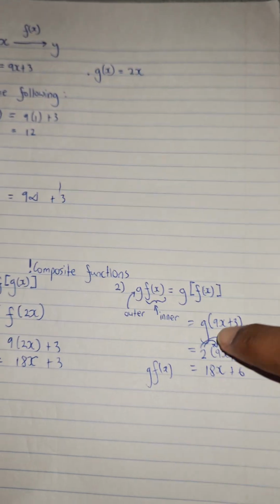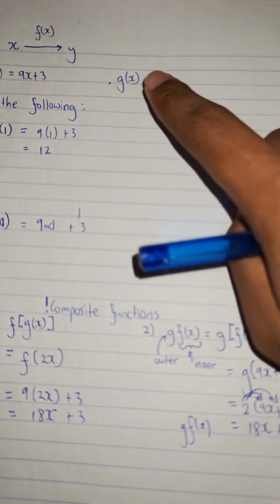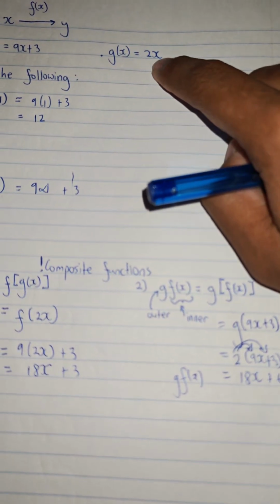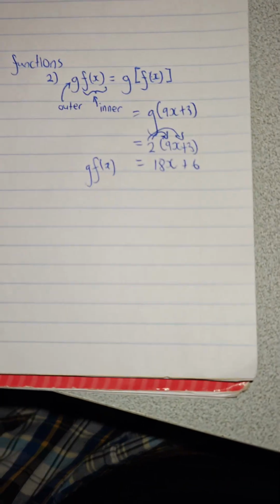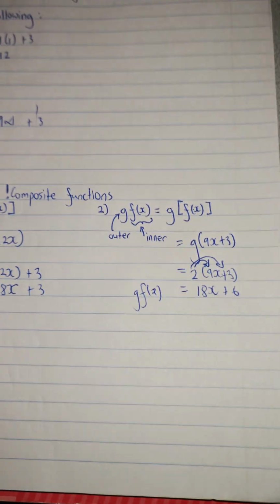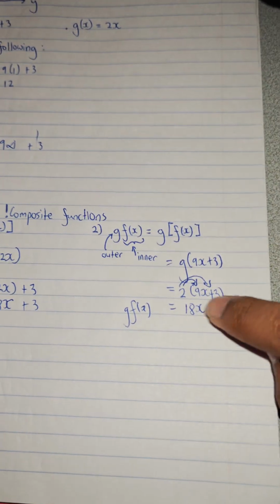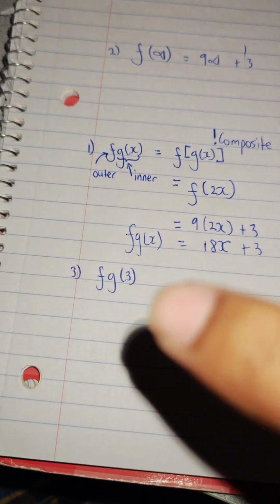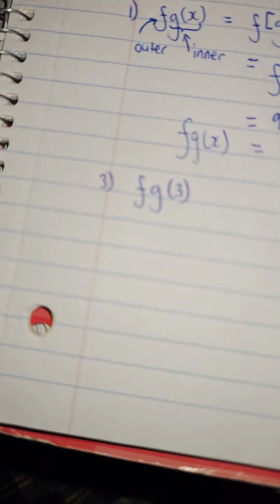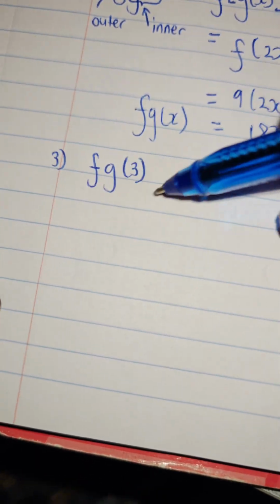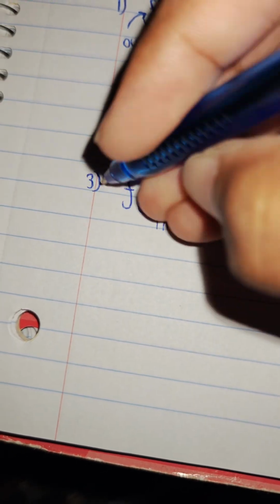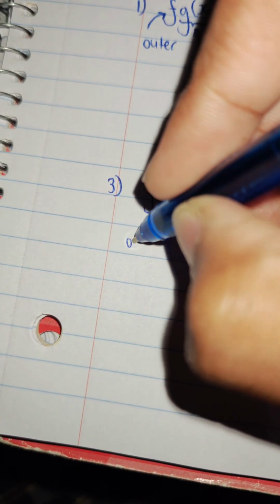Instead of g of x, we have g of 9x plus 3. So instead of writing x over here, we're going to write what? 9x plus 3. So it's going to turn to 2 by 9x plus 3. 2 by 9x is 18x and 2 by 3 is 6. Great. Let's look at this question now. So I want you guys to tell me what is the inner function here. Well, the inner function is g of 3 and the outer function is f of x.